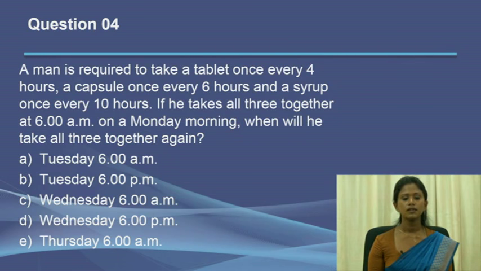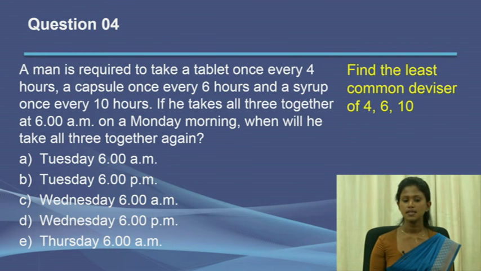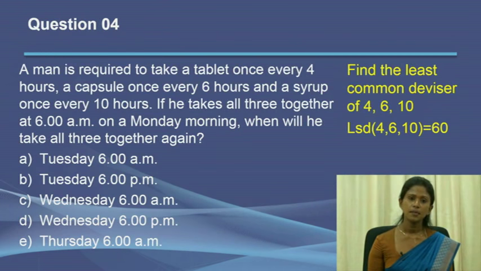If you look at the question, you can see they have mentioned 4 hours, 6 hours and 10 hours. So what we are going to do is take the least common multiple of 4, 6 and 10. So here we take the least common multiple of 4, 6 and 10. So we end up with the solution as 60. Remember that this 60 is the number of hours.